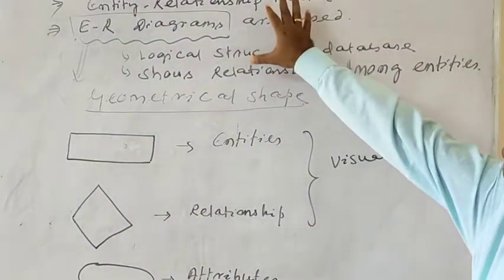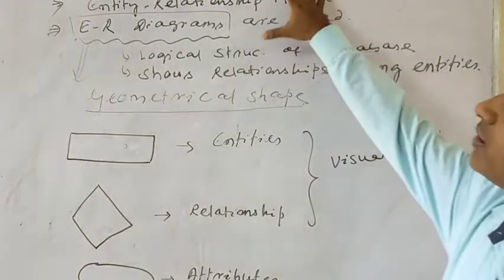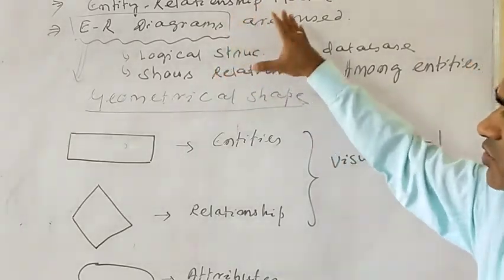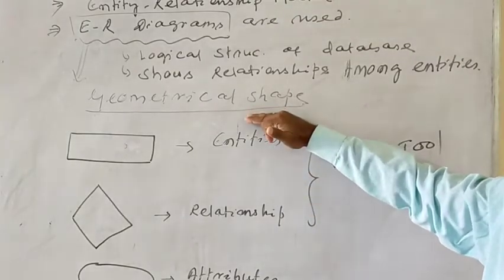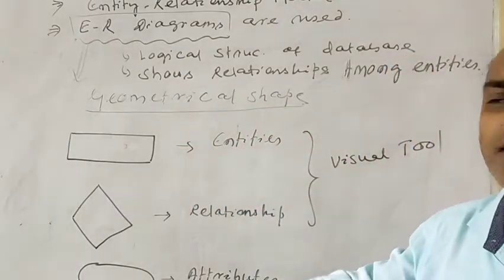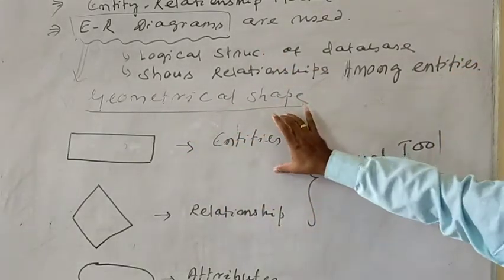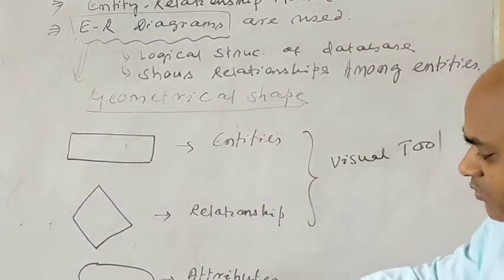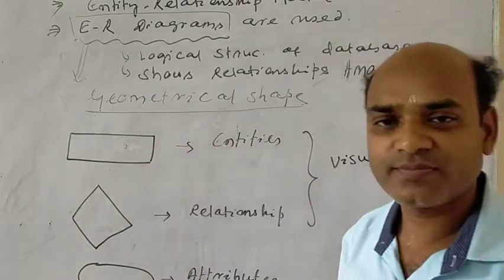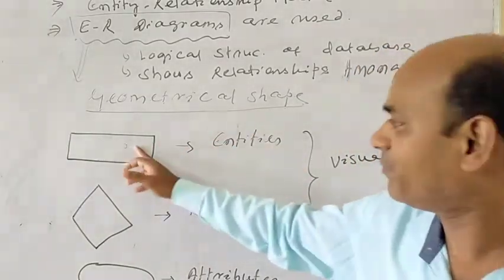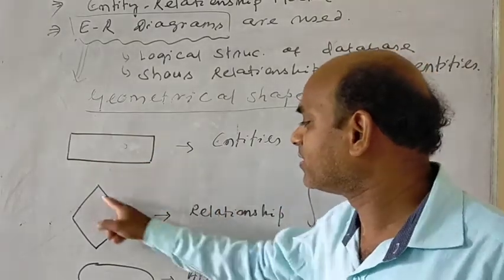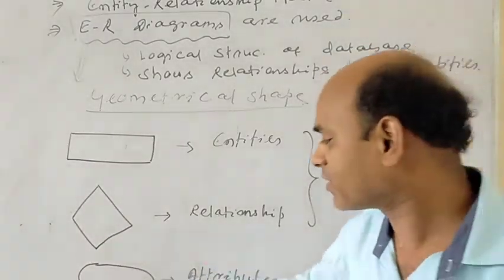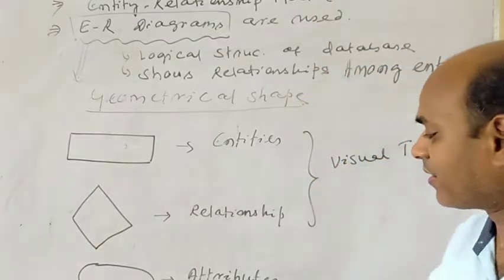So we are going to study the ER model. In the ER model, we must use an ER diagram. This ER diagram gives a geometrical shape, and this shape can be constructed by using these symbols. So in the ER diagram model, there are entities, relationships, attributes and links. These are represented by special symbols. Entities are represented by a rectangle, relationships by this diamond shape, attributes of entities by this ellipse, and links are represented by a line.